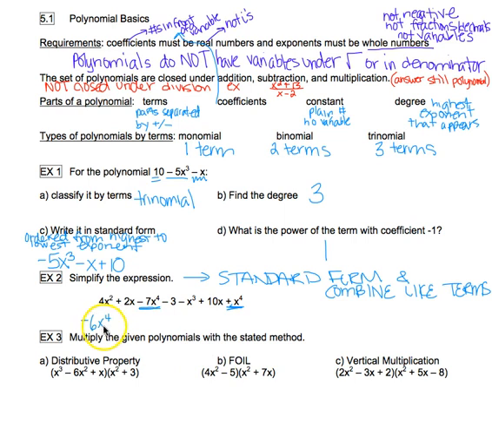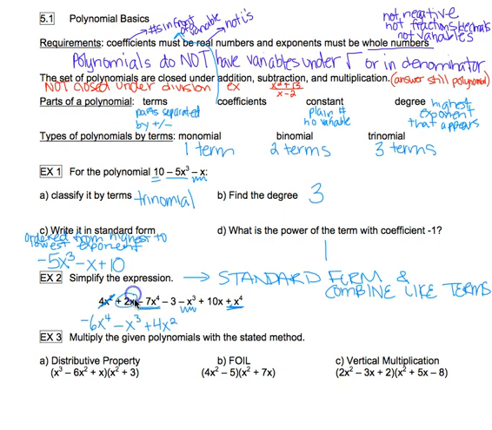Then I would look for x cubes next. I do have one here and I don't see any others. So negative x cubed. Next should be the x squared terms. I have one right here, and I don't see any others. So plus 4x squared.